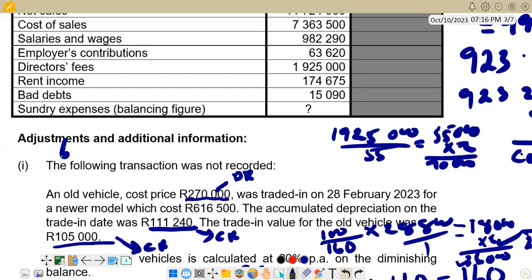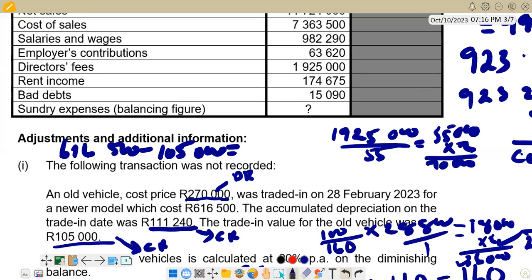We are supposed to pay 616,500, but we traded in with a value of 105. So it's going to reduce the value that we are going to pay. If we subtract these two, you get the balance that we are supposed to pay. But in the information that we have, we are not told whether we paid or not. So the assumption is that we did not pay anything. So we are still owing something, and it becomes a payable.